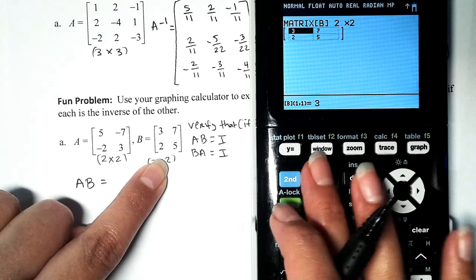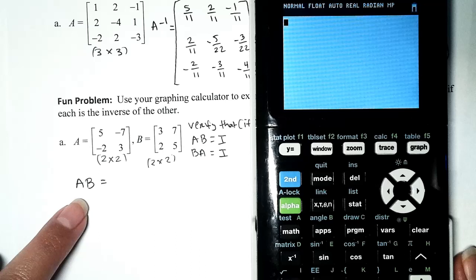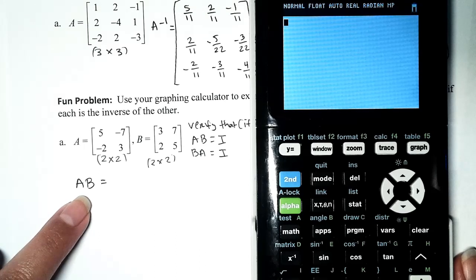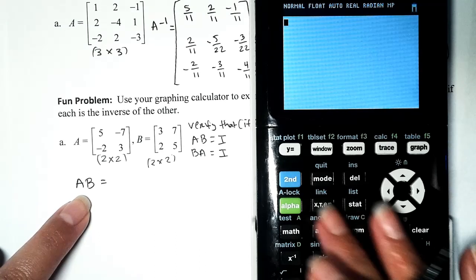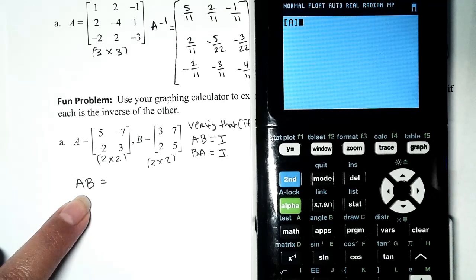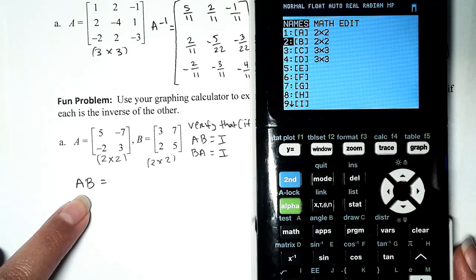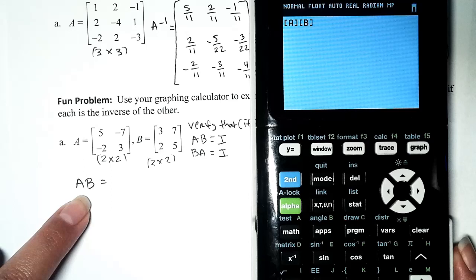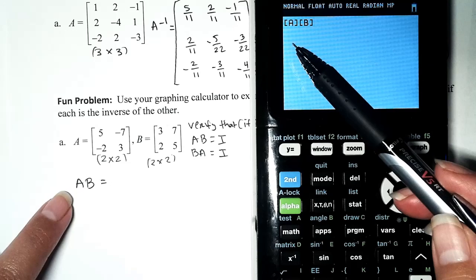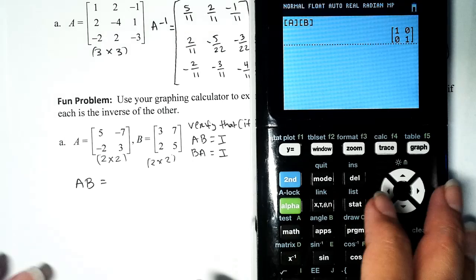So second quit, we want a clean screen. Cool. So we want to show the reader what the product of A and B gives us. Okay, so we're going to do second matrix, and we're going to put matrix A, and then we're going to multiply it by matrix B. So second matrix, and then we scroll down to B, enter. So in our calculator we have A times B. Okay, so we hit enter and we write down what the product gives us.